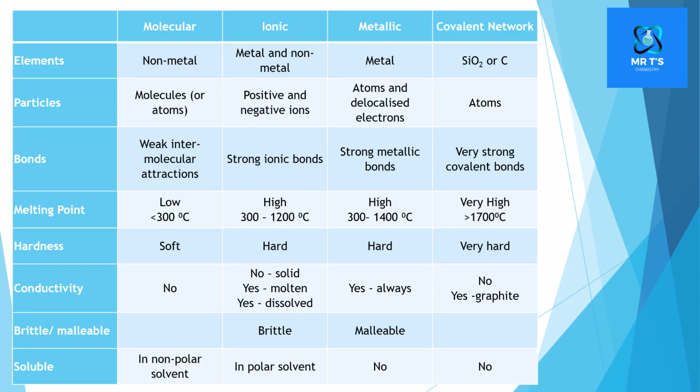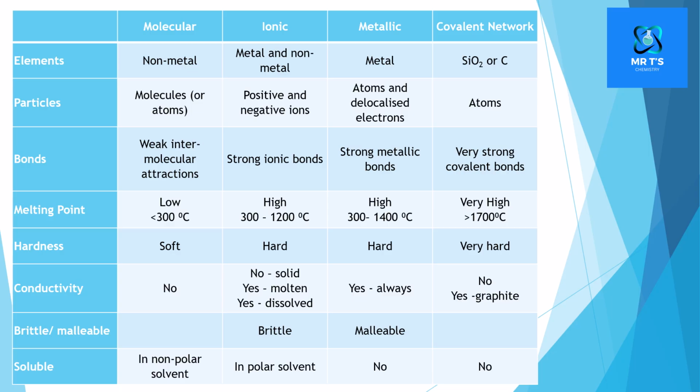Okay, if we were to summarize all this, we could talk about the properties of them. The first thing we could talk about is the elements. When we're trying to identify from a formula, molecular is made up of non-metals. So if you see a formula of non-metal atoms, it's going to be molecular, except if it's silicon dioxide or carbon. If we see a formula that has metal and non-metal atoms in it, it's going to be ionic. And if we see a formula with just metallic atoms, it's metallic.